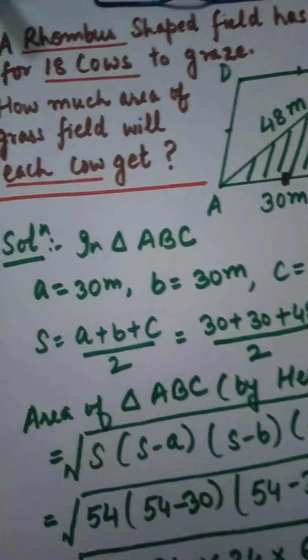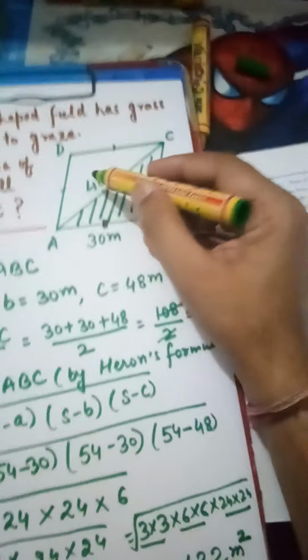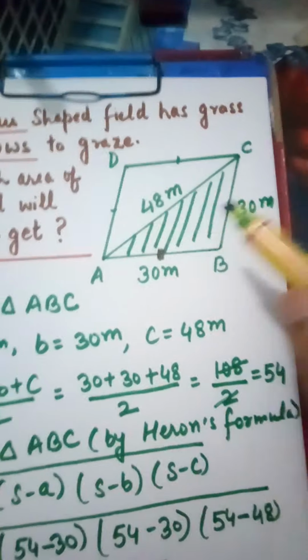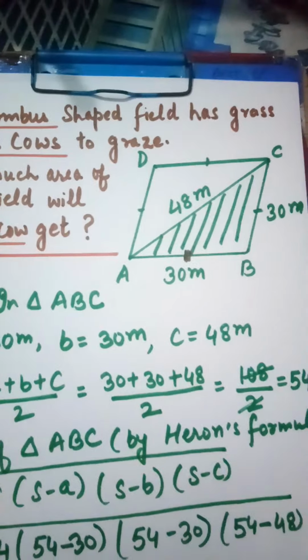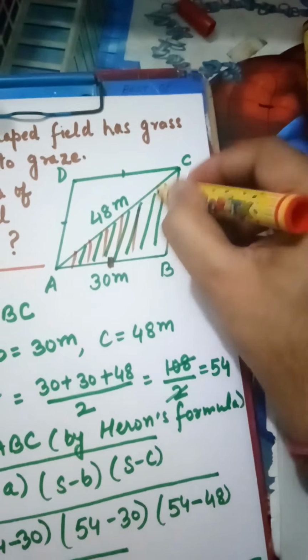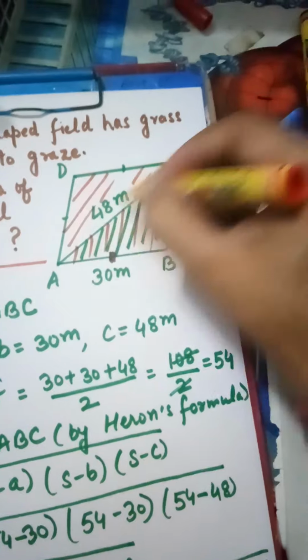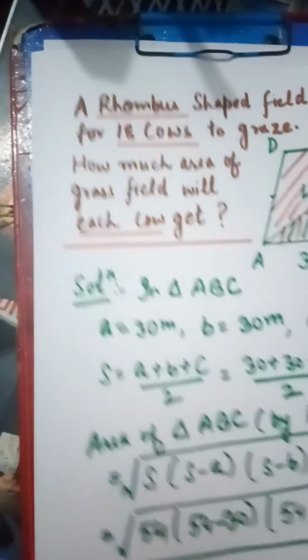By 18 cows. But this is the area not to be grazed by 18 cows. It is double of that, because we just found the area for one triangle, but the 18 cows are grazing in the whole field. So in order to obtain that, we will do the double of this area. So 432 was the area of one, so let's do the double of that.